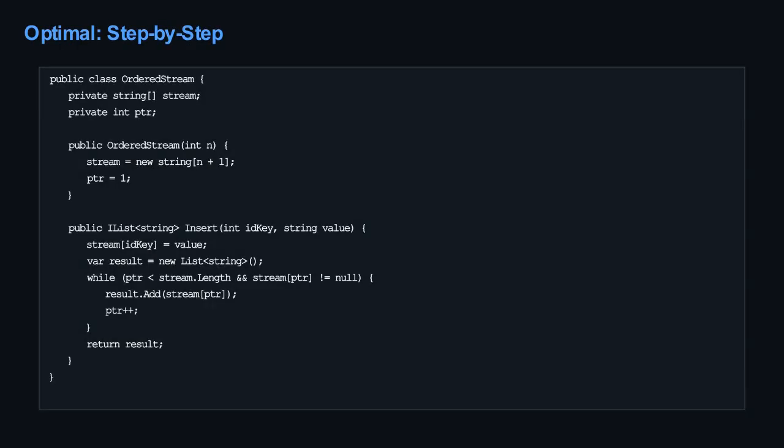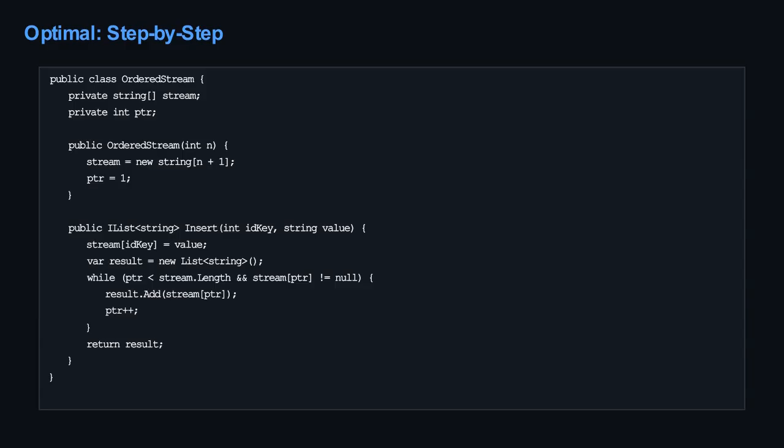Let's trace with n equals 5. Initially, our array is empty and the pointer is 1. If we insert ID 3 with value CCCCC, we place CCCCC at index 3. The pointer is still 1, so no contiguous block forms, and we return an empty list.